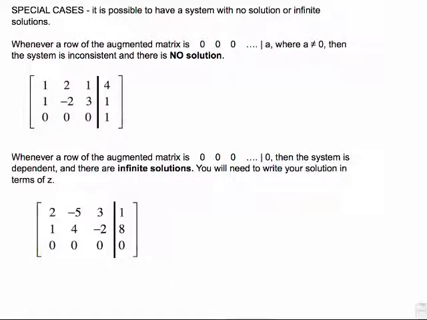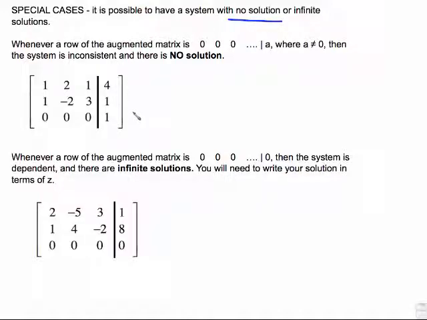This is Pre-Calc section 6.3, part 3, Solutions of Linear Systems by Row Transformations. And what this video is going to cover are the special cases you might encounter when you try to solve by reduced row echelon. So it is possible to have a system with either no solution or infinite solutions.